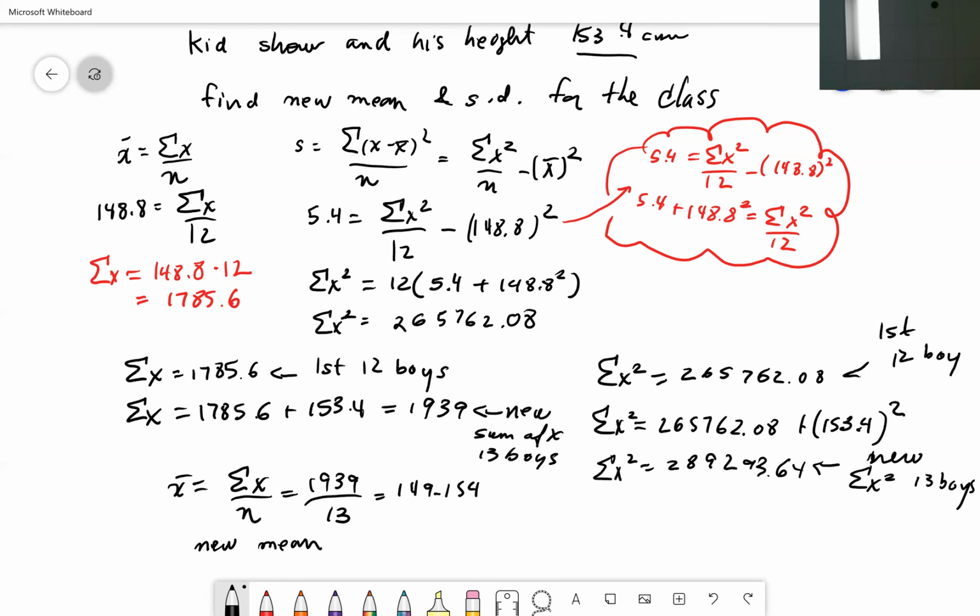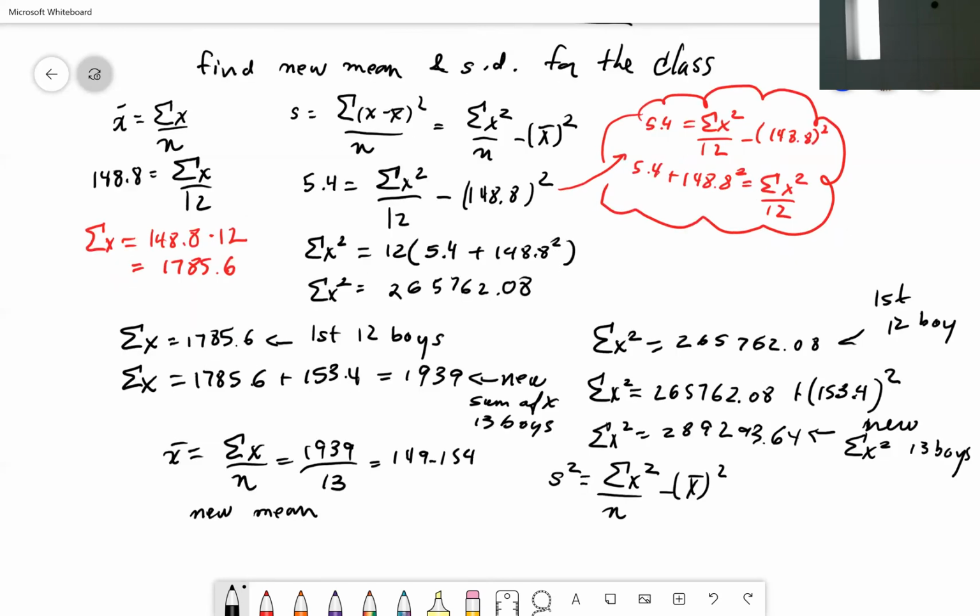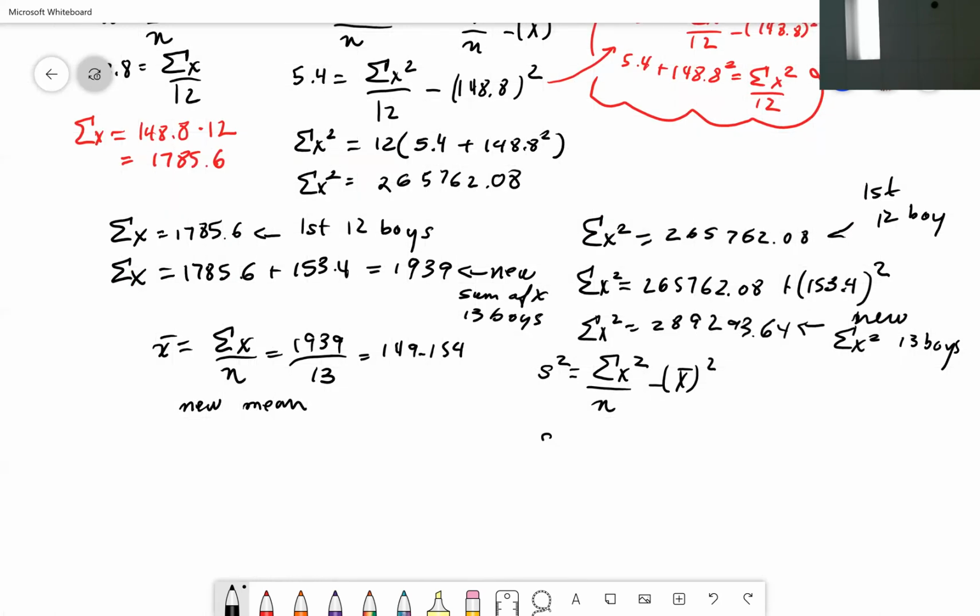But what does that allow you to do? Well, that allows you to use this formula here, right? To find the variance, and then take the square root of that to find our standard deviation. So S squared must equal 289,293.64. Divide that by 13 minus, and I'm just going to write it like this, the mean. Now you should have kept it in memory in your calculator, and then you square root that.